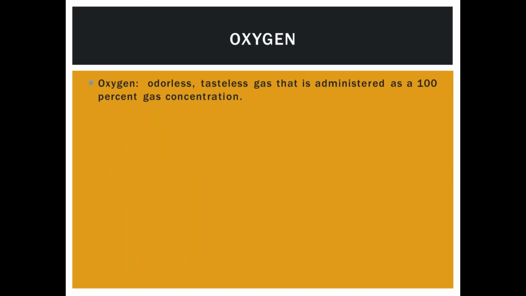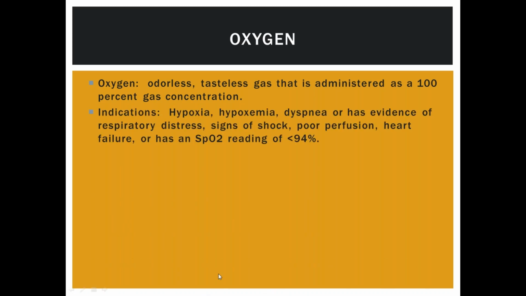So first, when we're looking at oxygen, it is going to be an odorless, tasteless gas. It's going to be administered as a 100% gas concentration. Now, as far as our delivery techniques, that 100% can fall under a couple of different categories. Remember, our nasal cannula is going to be in between 24 and 44% oxygen. Non-rebreather mask is going to be right around 90% oxygen. And then administering with the bag valve mask is going to be in between 90 to 100% oxygen.